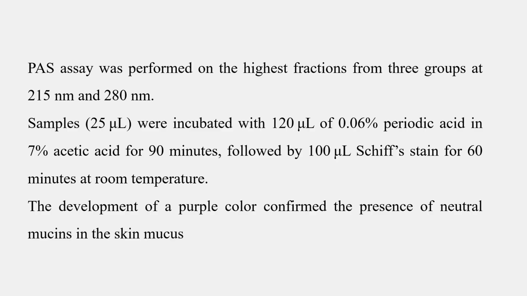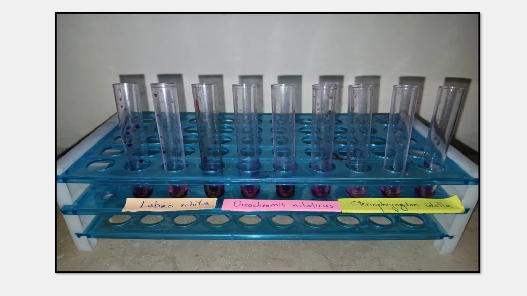The samples from each fraction, 25 microliter, were incubated with 120 microliter of periodic acid in 7% acetic acid for 90 minutes, followed by 100 microliter Schiff stain for 60 minutes at room temperature. The development of purple color confirmed the presence of neutral mucin in the skin mucus of three species.